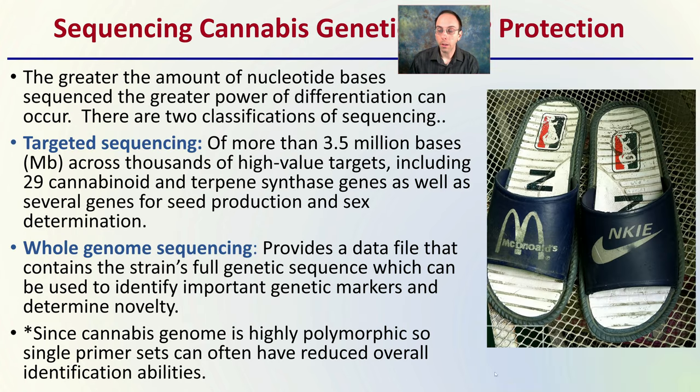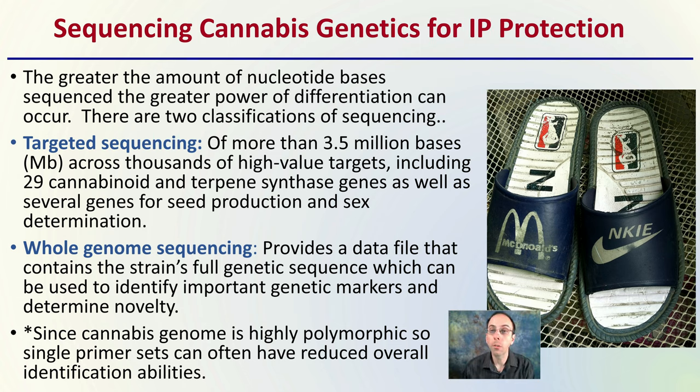Lastly, when we're looking at genetics, sequencing for IP production, intellectual property production, the greater amount of nucleotide bases sequenced, the greater power of differentiation can occur. There are two classifications of sequencing. There's the targeted, and then there's the whole genome sequencing. So targeted covers more than 3.5 million bases across thousands of high-value targets, including 29 cannabinoid and terpene synthesis genes, as well as several genes for seed production and sex determination. That's where they're looking at very particular sequences that have been identified within the whole genome of the cannabis plant.